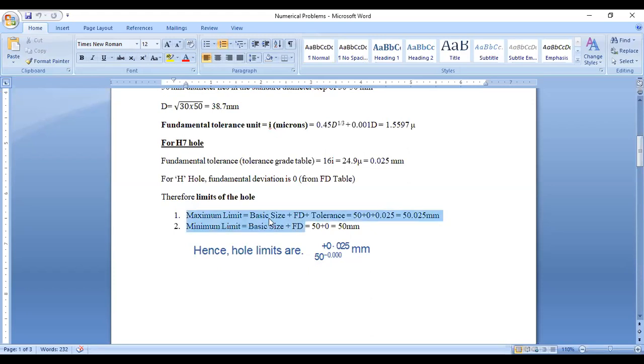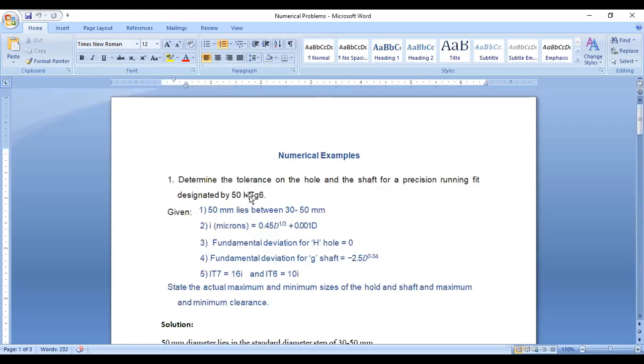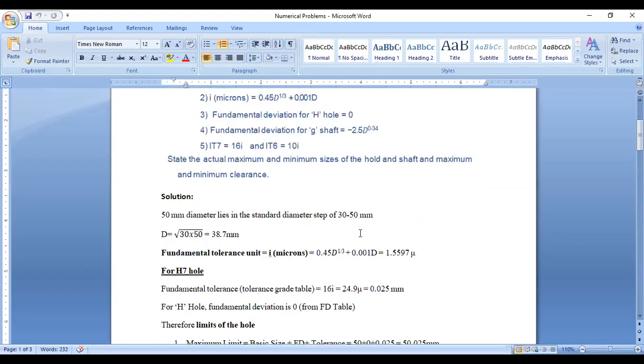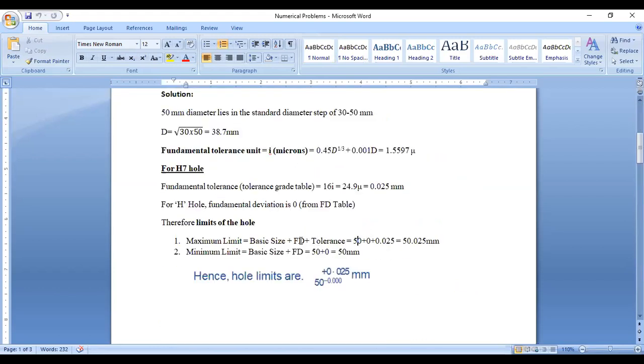So basic size, you can remember this easily. You can substitute. The basic size is 50, because it is given in the problem statement 50H7G6. 50 plus the fundamental deviation, which is 0. And what is the value of tolerance? This is the value of tolerance, 0.025 mm. So if you add, the maximum limit will be 50.025 mm, and the minimum limit is basic size plus fundamental deviation, that is 50 plus 0. Fundamental deviation of hole H is 0. So you will get 50 mm as the other limit.